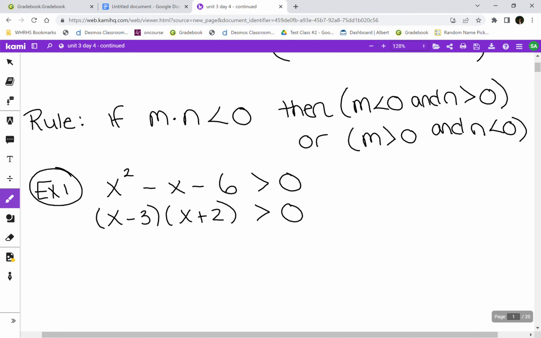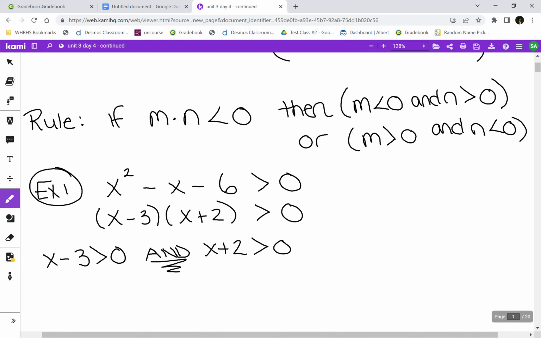Okay, so based on this, we know the product of these two things has to be greater than 0. What does that mean? Our two factors are either both positive or both negative in order for us to have a positive product, right? Because we're greater than 0. So our two scenarios here: x minus 3 has to be greater than 0. What's that special word connecting them? And this is not an option, this is a must, right? The first factor has to be greater than 0, and the second factor also has to be greater than 0.